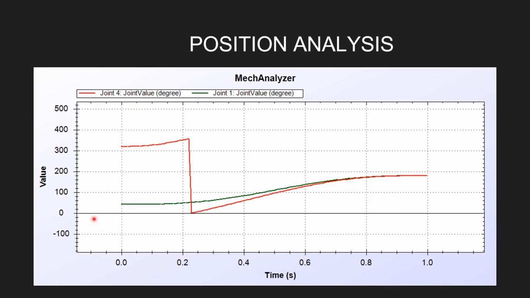Okay, now let's move on to the analysis of the mechanism. As you can see here, this is the position analysis between the green line, which is the input link, and the red line, which represents the output link. The graph here starts when the door is fully open, and it ends when the door is fully closed. If you want to read it the other way, just read it from right to left instead of from left to right. So let's say we want to read it from closed to fully open.